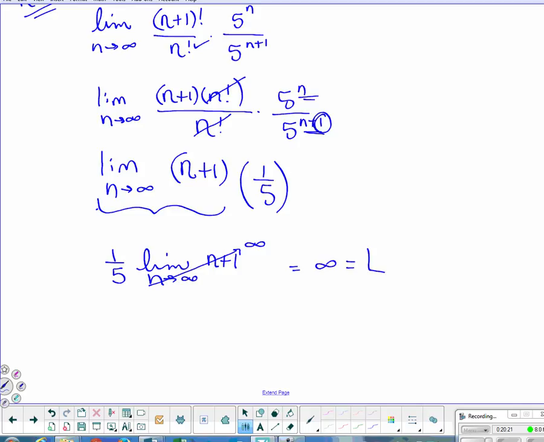Infinity is our L, which happens to be greater than 1, and therefore we pick up a divergent conclusion. This series is divergent by the ratio test.